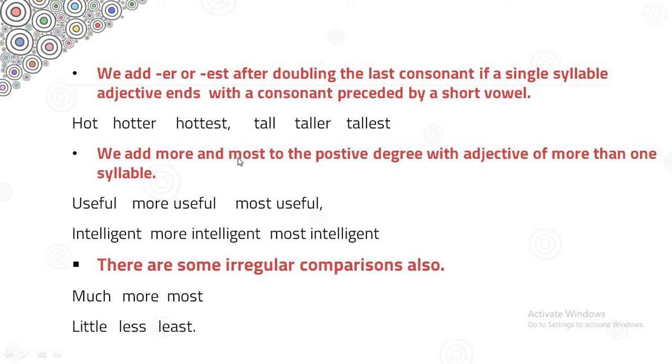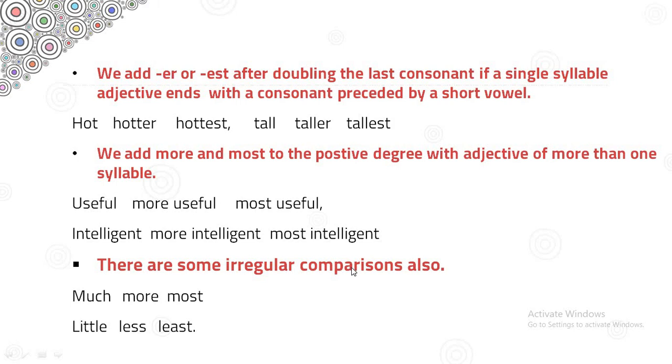Next thing, we add more and most. It is a very important rule, please pay attention. We add more and most to the positive degree with adjectives of more than one syllable, as in useful. We cannot make usefuler, usefulest. So when we have more than one syllable, we add more in the comparative degree and most in the superlative degree. So it will become useful, more useful, most useful. Then intelligent, not intelliger. There are three syllables here, so for three-syllable words we use more and most for the comparative and superlative, as in intelligent, more intelligent, most intelligent.